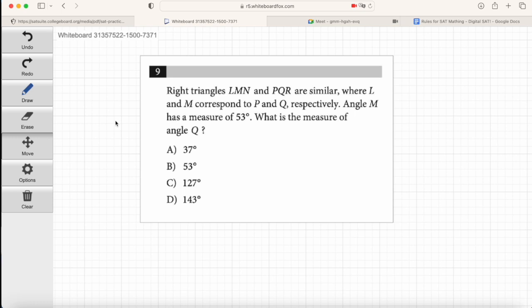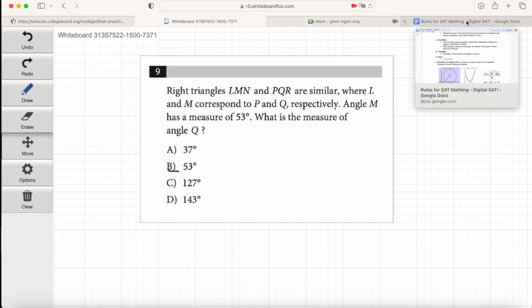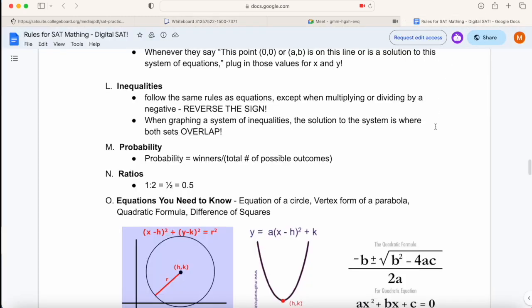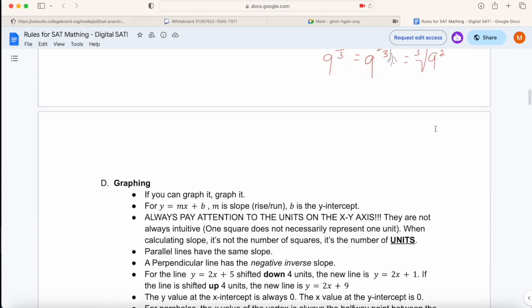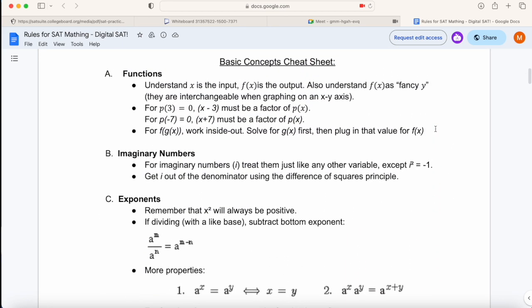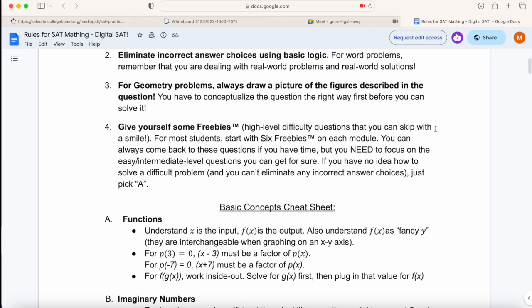Yikes! What are we solving for here, Tanner? We are finding the measurement of angle Q by using angle M. Yeah, we're finding the measurement of angle Q, which corresponds to angle M. Before we do anything here, we've got to go to the rules, because this is one of the big differences between the new digital SAT and the old SAT. In the old SAT, they were giving us a lot of figures. And on the new SAT, all the geometry questions I've seen so far, they're just describing the geometry question.